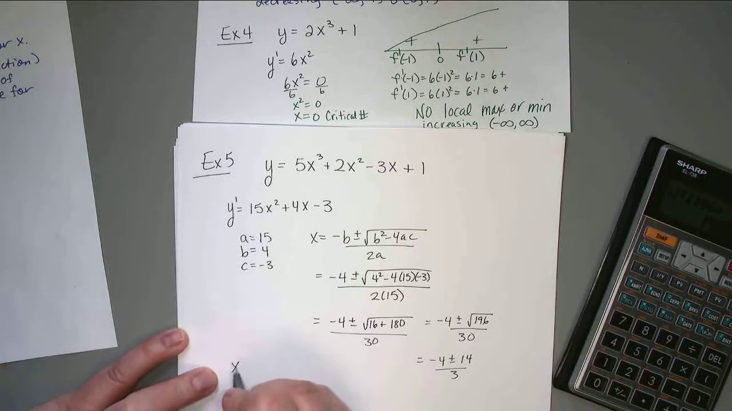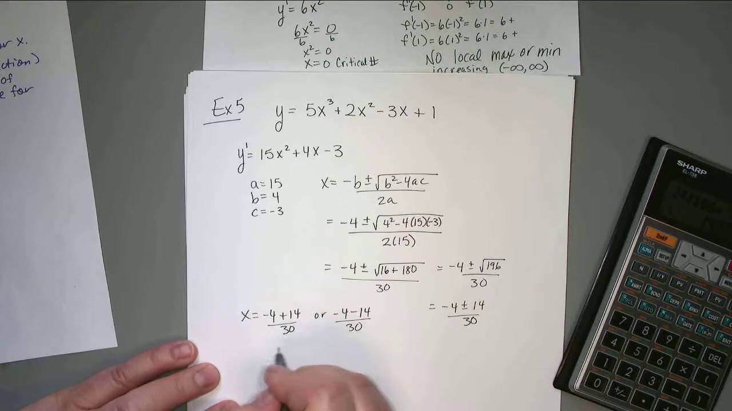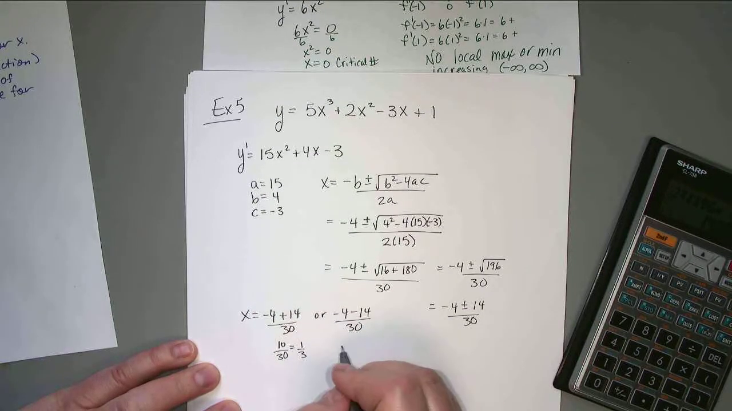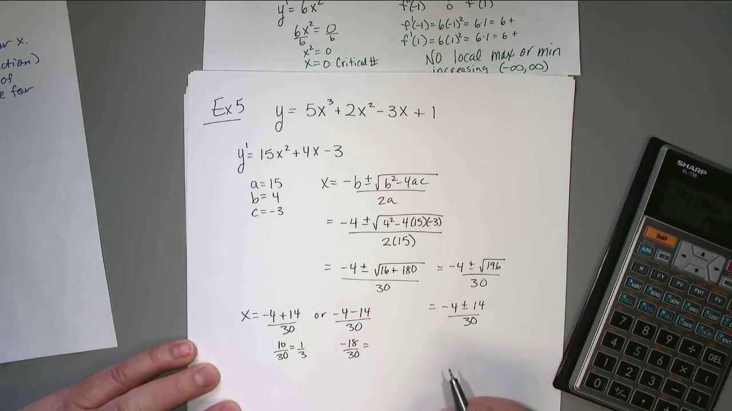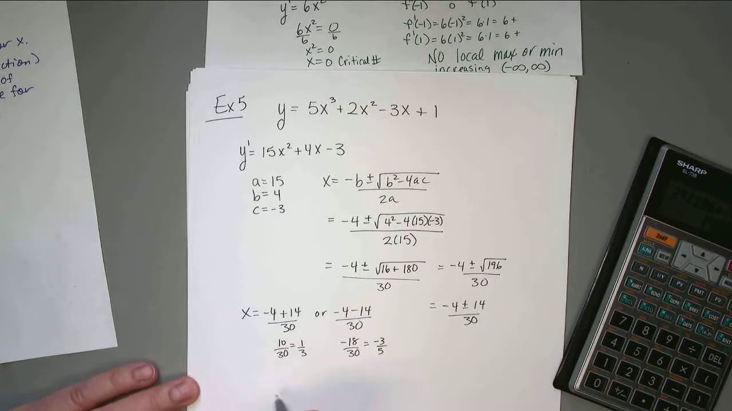So x equals minus 4 plus 14 over 30, or minus 4 minus 14 over 30. So that's 10 over 30, which is 1/3. And this one is minus 18 over 30, which is minus 3 over 5. So on the number line, that one would come first, and then 1/3.